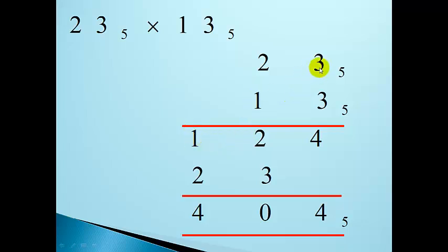Now 1 times 3 is equal to 3 because it's not up to the base. So you write the 3. 1 times 2 is equal to 2 because it's not up to the base. You write the number 2.